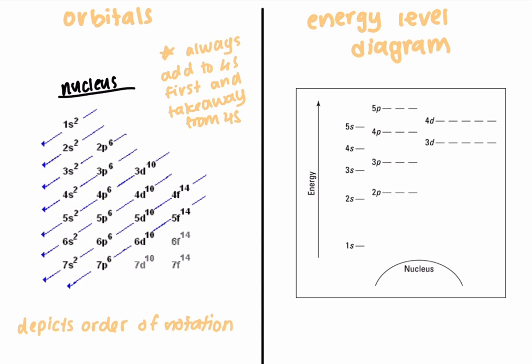So one rule you always want to remember is that you always add electrons to the 4s orbital first, and also take away from the 4s orbital.